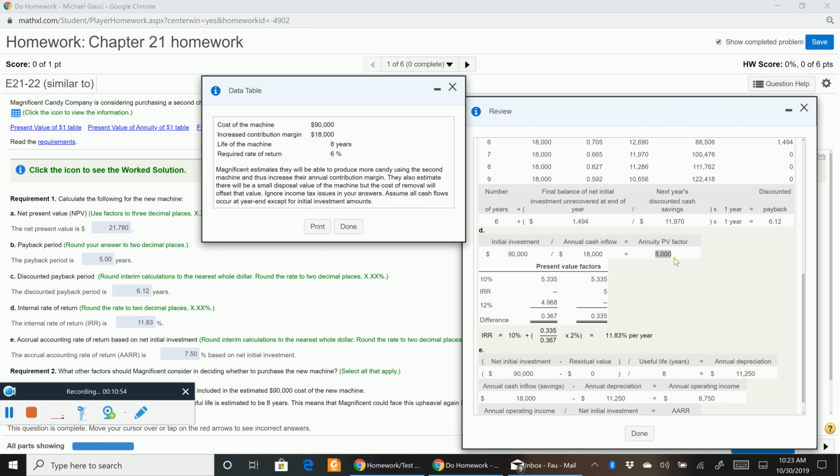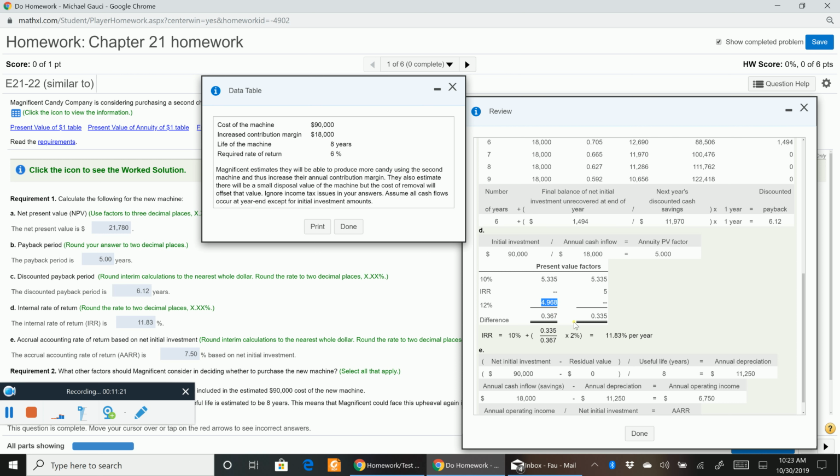Well, I don't find 5.0 perfectly, but I see in the 10% column, the rate is 5.335. And I see in the 12% column, the factor is 4.968. So the internal rate of return is going to be somewhere in between 10% and 12%. Okay, so what we are going to do is this.